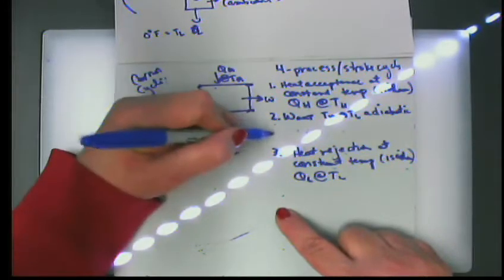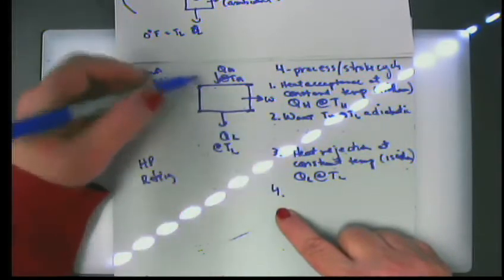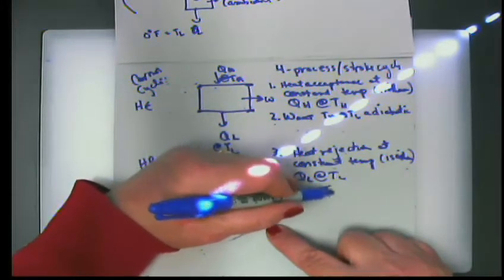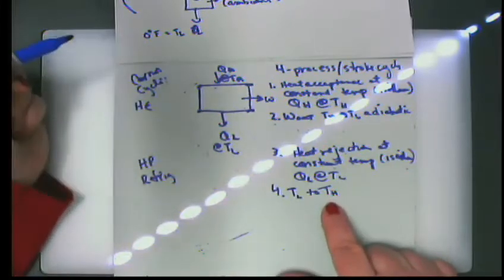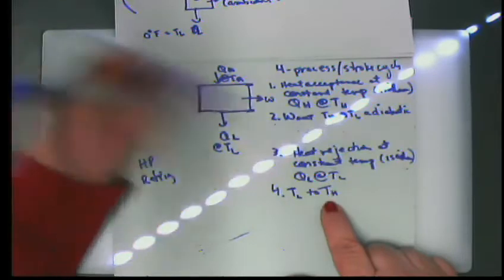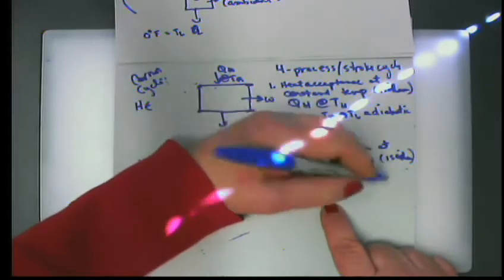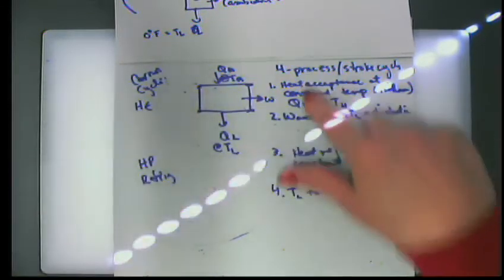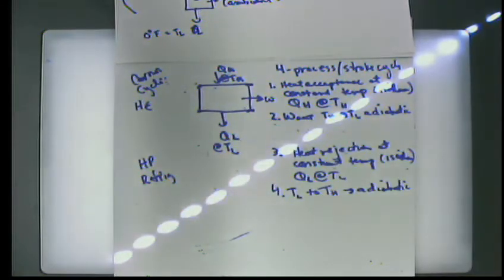And here, on the 4th stroke, we have to go from T sub L back up to T sub H. So in other words, we're changing our temperature back to the original temperature. And there is no heat, once again. And this is also adiabatic. And so this exact cookbook or series of processes is the most efficient engine that we can develop theoretically, and it's called a Carnot cycle.